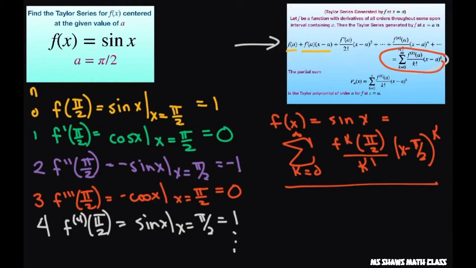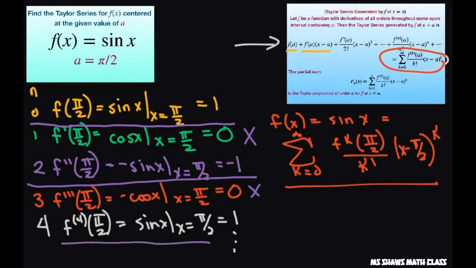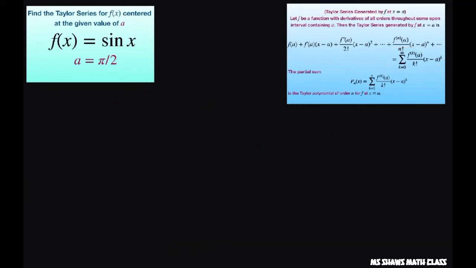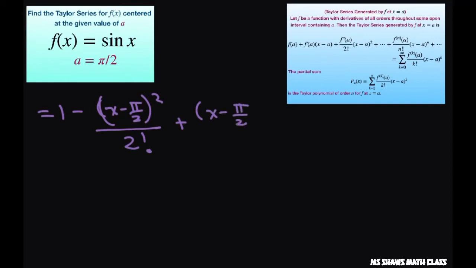So writing it out, what I'm going to do when I write it out is skip the zeros. So I'm only going to do this one, and this one here. So that's going to give me 1 minus x minus pi divided by 2 squared divided by 2 factorial. And then plus, and I remember I'm skipping the zero ones, x minus pi divided by 2 to the fourth power divided by 4 factorial. And then the next one would actually be a minus. And that's going to be x minus pi divided by 2 to the sixth power divided by 6 factorial, plus dot dot dot.